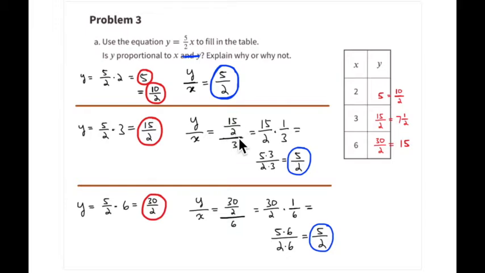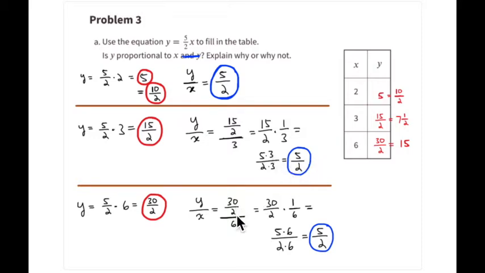7.5 divided by 3, or 15/2 divided by 3. It's easier for me to work with this as the fraction. That's 15/2 times 1/3. That's 15/6. Well, 15 is 5 times 3. These 3's cancel, you get 5/2.